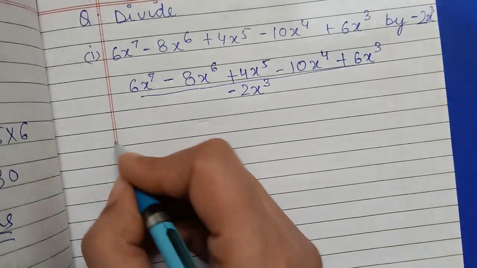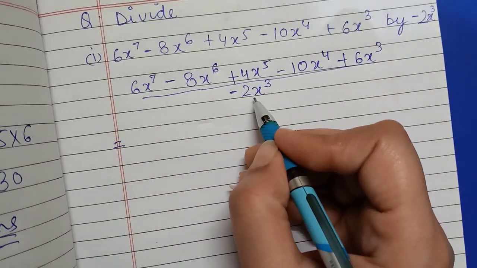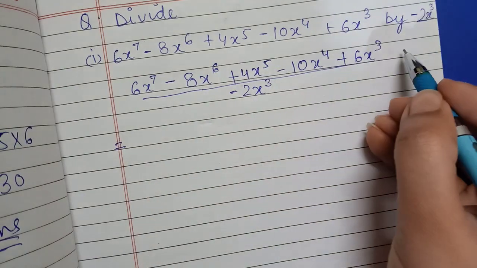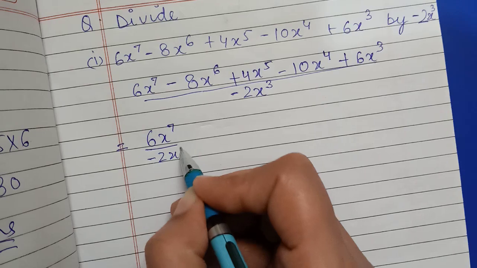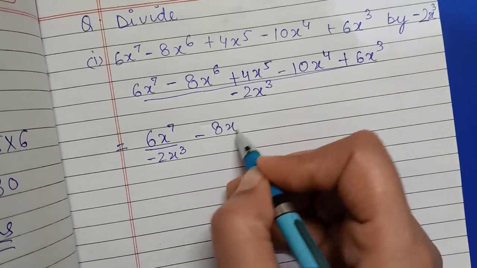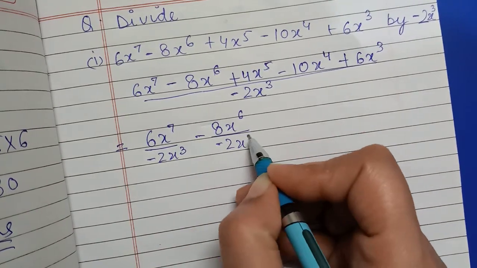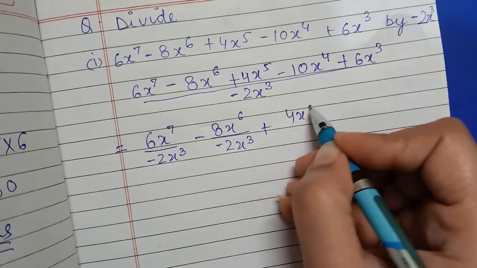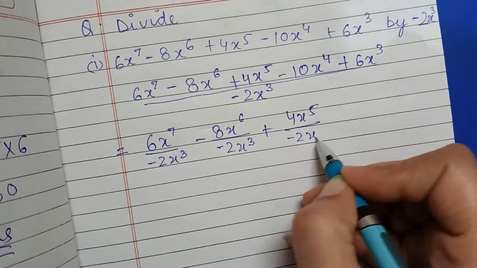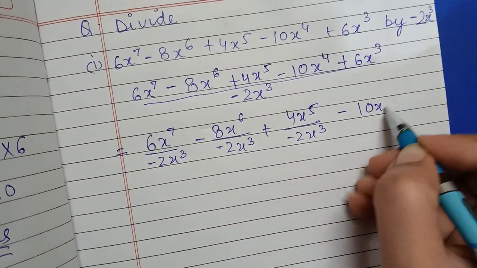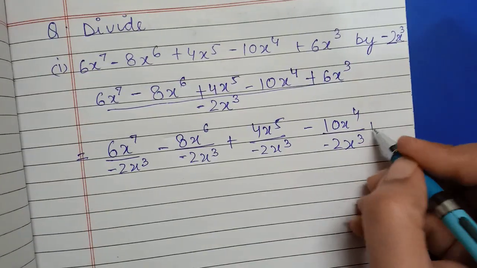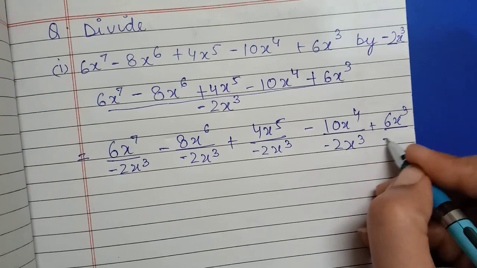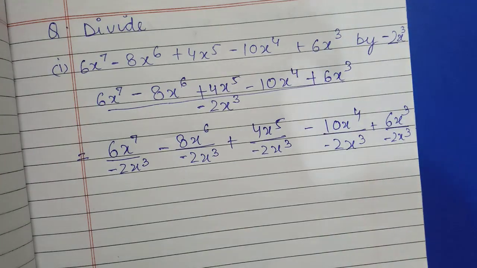Now what we will do in the next step? We will keep this minus 2x cube below each term separately, right? Like this, minus 2x cube, minus 8x to the power 6 upon minus 2x cube. Are you understanding it? Like this. Very simple. And then solve. After that, solve each term.